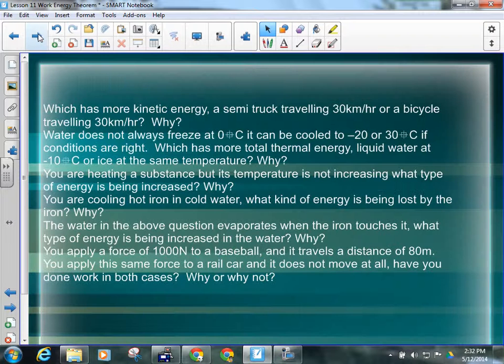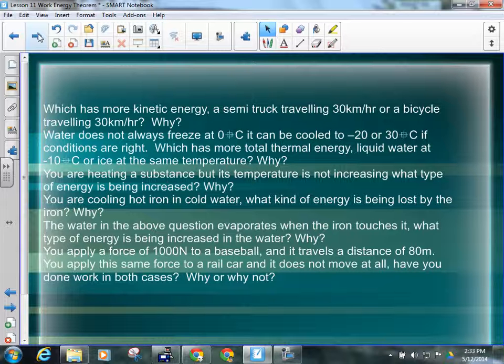All right. Now, just a couple of things here. Which has more kinetic energy? A semi-truck traveling 30 kilometers an hour or a bicycle traveling 30 kilometers an hour? Ty? Really? Same speed. Semi-truck, right? Semi-truck has more because it's heavier, it's bigger, there's more of it. Mass makes a difference.